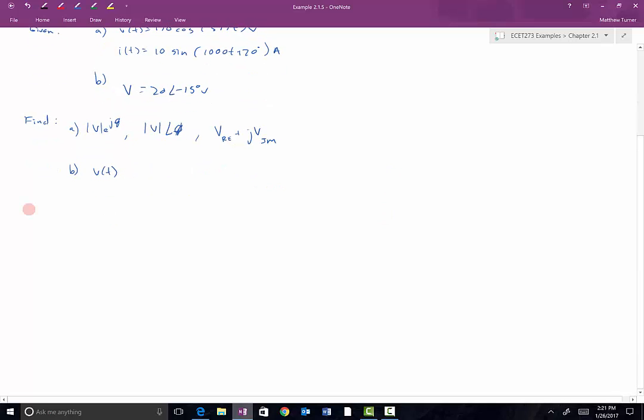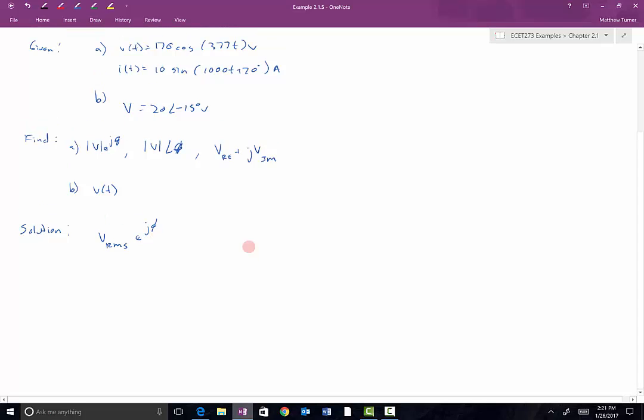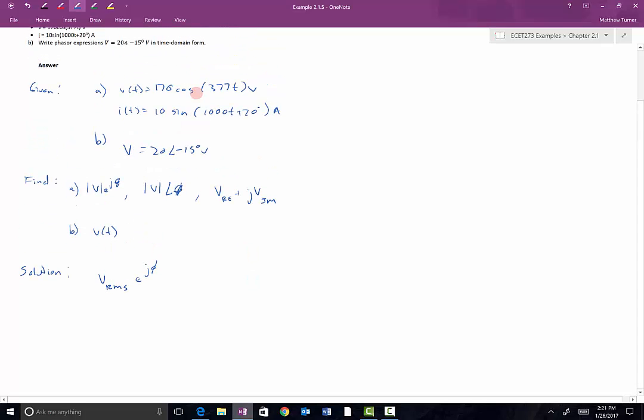So the solution for this is, we know that the form that we, in power systems, want to write, the exponential form, is that we write the RMS voltage e to the j phi. So we just need to come up to these and extract that information.